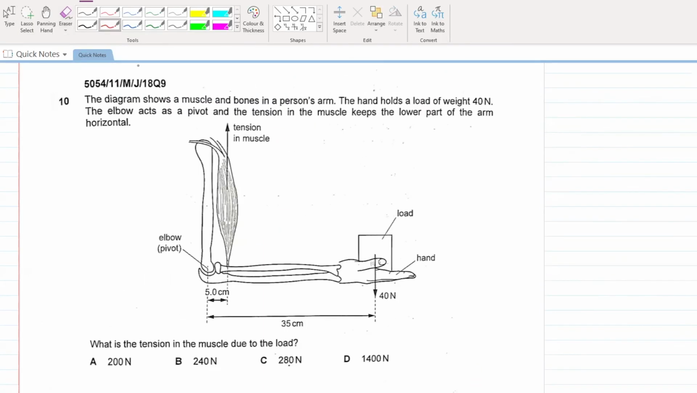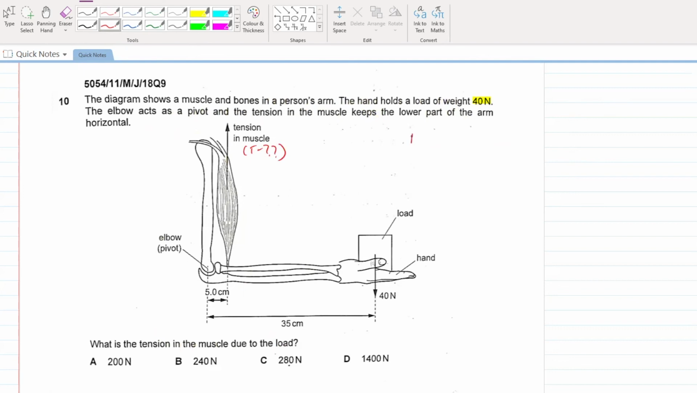Okay, let's see this question. The diagram shows a muscle and bones in a person's arm. The hand holds a weight of 40 Newton. The elbow acts as a pivot and the tension in the muscle keeps the lower part of the arm horizontal. What is the tension in the muscle due to the load? We have to calculate the tension T in the muscle due to the load.